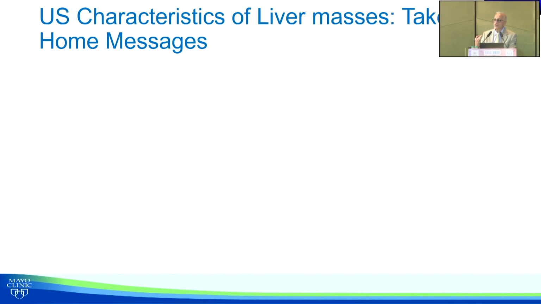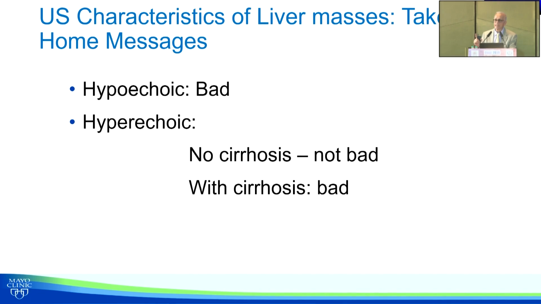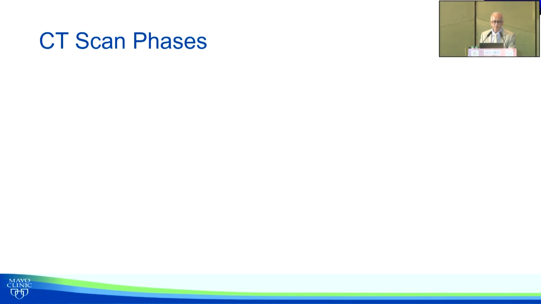So these are your take-home messages from ultrasound. When you see an ultrasound, if they say hypoechoic, bad, consider biopsy. If they say hyperechoic, generally not bad. If there's no cirrhosis, it's not bad. If it's cirrhosis, likely bad, hepatocellular cancer. If it is a halo, bad again. Okay, so that's your take-home message from ultrasound.